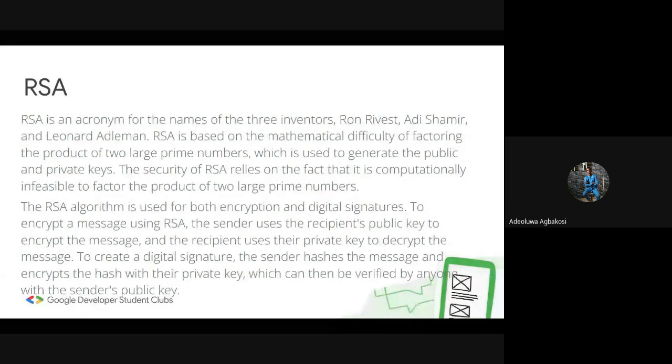Okay, let me try and explain hash function. I think I'm digressing a lot now.